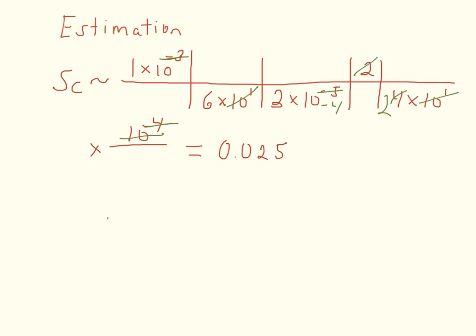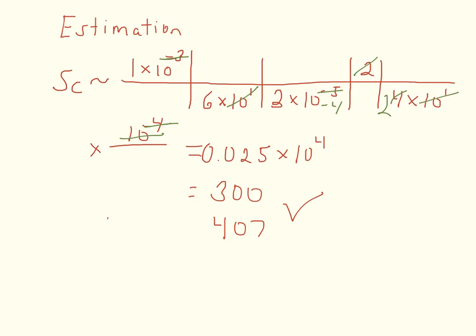0.025, and then times 1 over 10 to the minus fourth is 10 to the fourth. And that is roughly 250, or using one significant figure, I'll round that up to 300. You can compare that to our previously calculated value of 407, and this confirms, that's close enough, that confirms that the 407 is likely a correct answer.